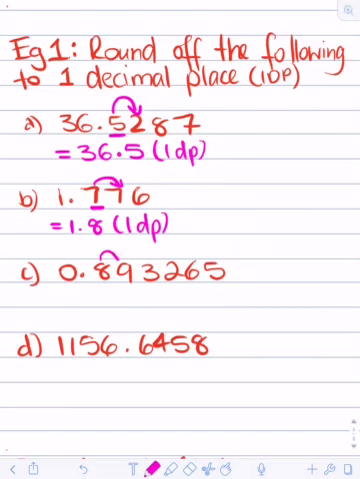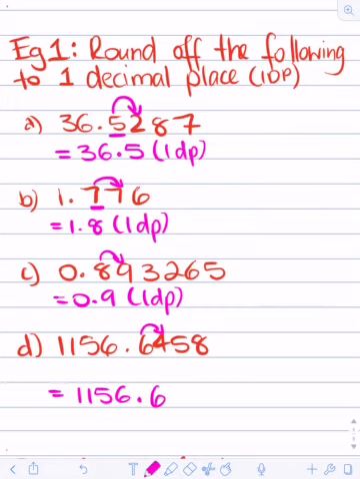Again, looking at the second number there, it's a 9. That means it's 5 and above. So that 8 is going to change to 0.9, 1 dp. And again, looking at the second number here, it's a 4. It's below 5. So that 6 stays the same, but we only write one decimal place, which is a 6. That's only one place after the decimal point, 1 dp.